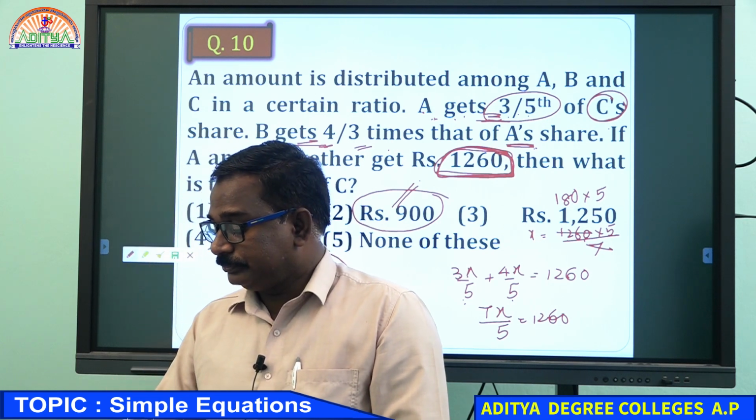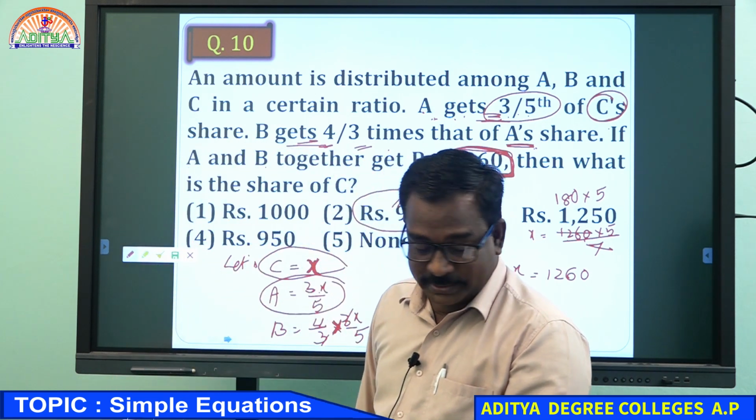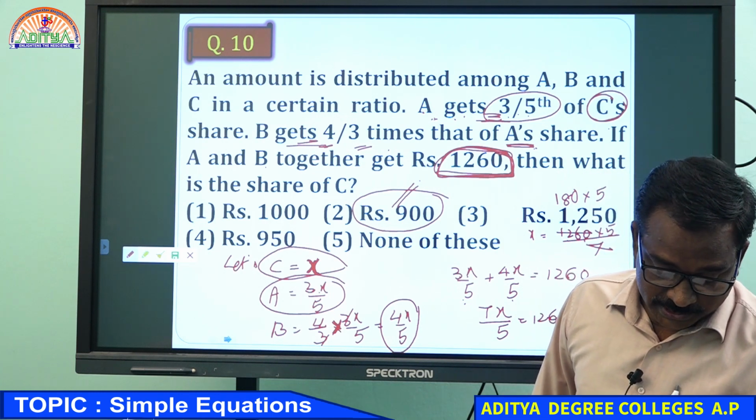Right? Okay. One more example. For the next example, you can go. You see the next example, what was given there.